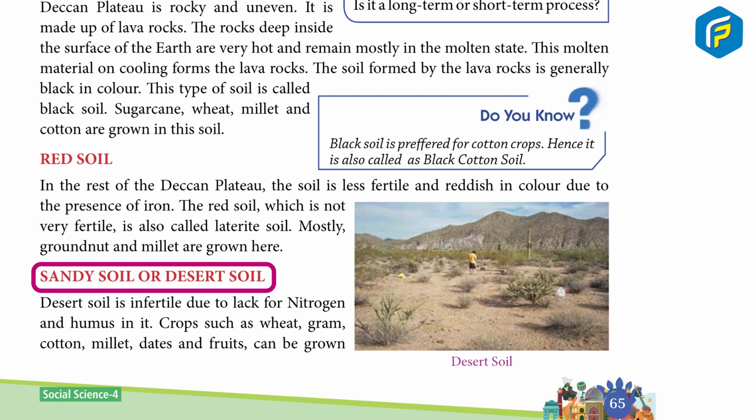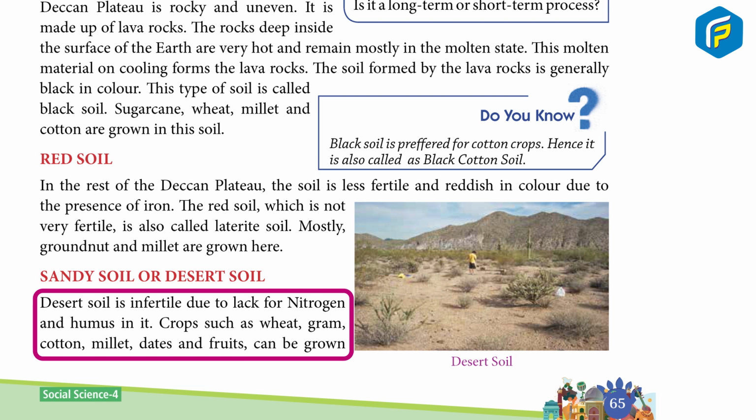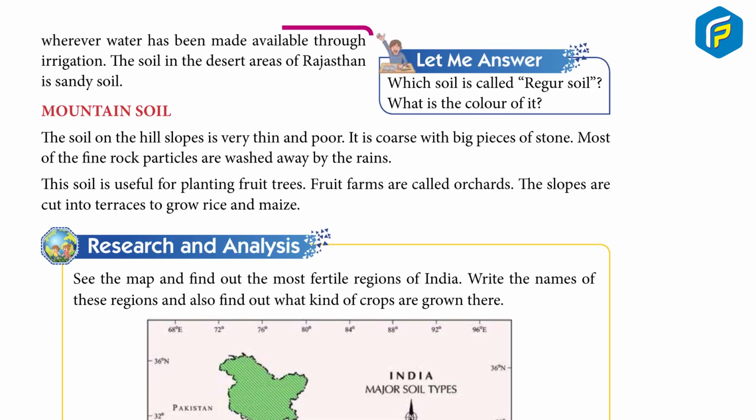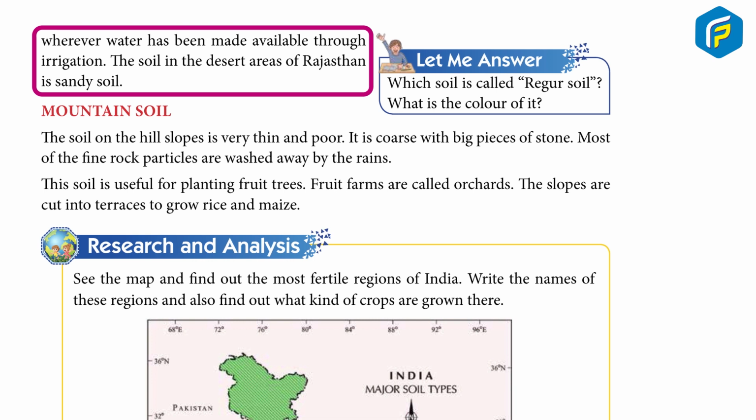Sandy soil or desert soil. Desert soil is infertile due to lack of nitrogen and humus in it. Crops such as wheat, gram, cotton, millet, dates and fruits can be grown wherever water has been made available through irrigation. The soil in the desert areas of Rajasthan is sandy soil.